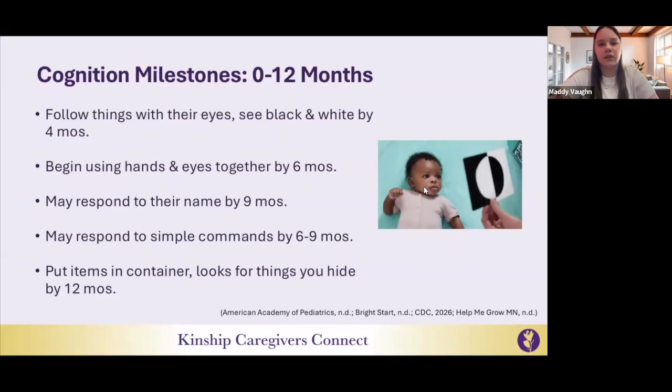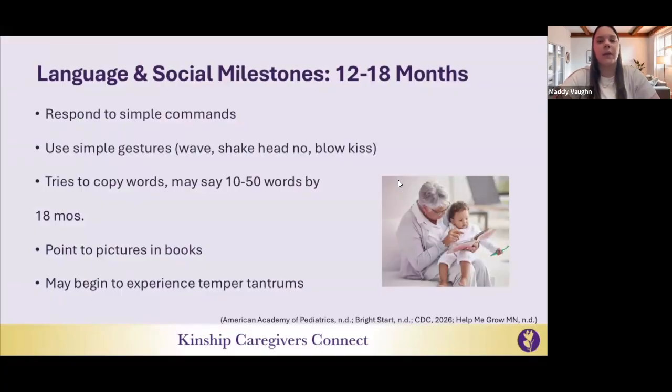We will now discuss cognition throughout that first year, and the child should be able to see things in black and white by 4 months, begin moving their hand and eyes together for hand-eye coordination by 6 months, and may even respond to their name by 9 months. They should be able to follow simple commands between the ages of 6 to 9 months, and they are starting to develop more of those fine motor skills to be able to place items in a container and also the cognition skills to locate hidden items. So if you hide something under a blanket, for example, they may be able to lift up the blanket to find the hidden item.